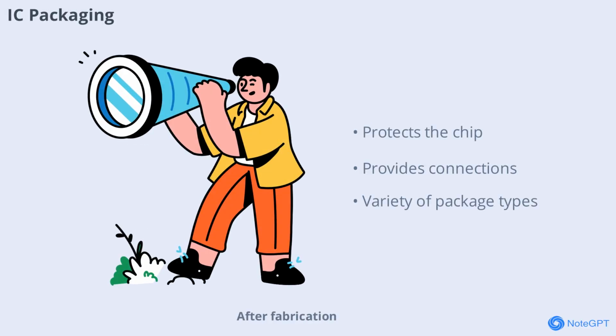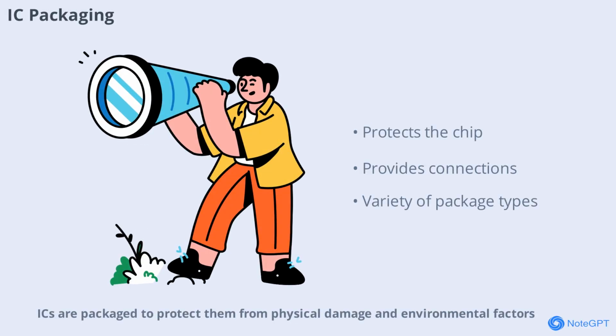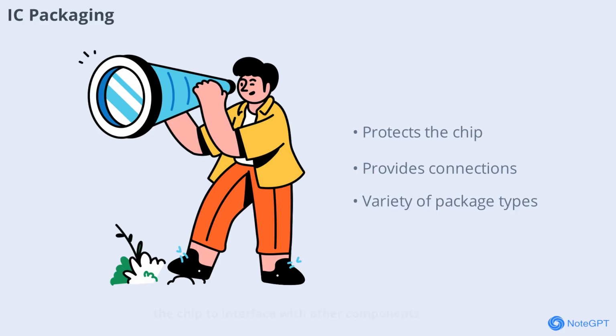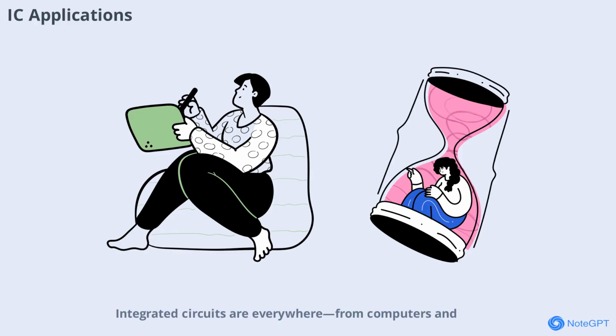After fabrication, ICs are packaged to protect them from physical damage and environmental factors. Packaging also provides the necessary connections for the chip to interface with other components. The choice of package depends on the application, with options ranging from simple dual inline packages to advanced surface mount designs. Integrated circuits are everywhere, from computers and smartphones to cars and medical devices.